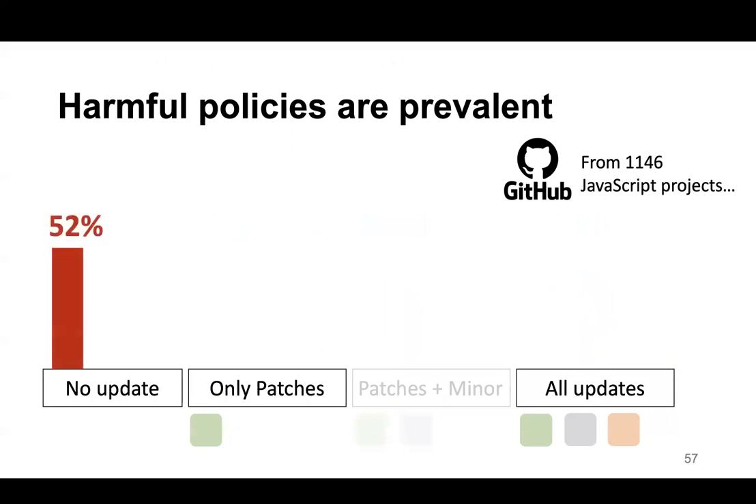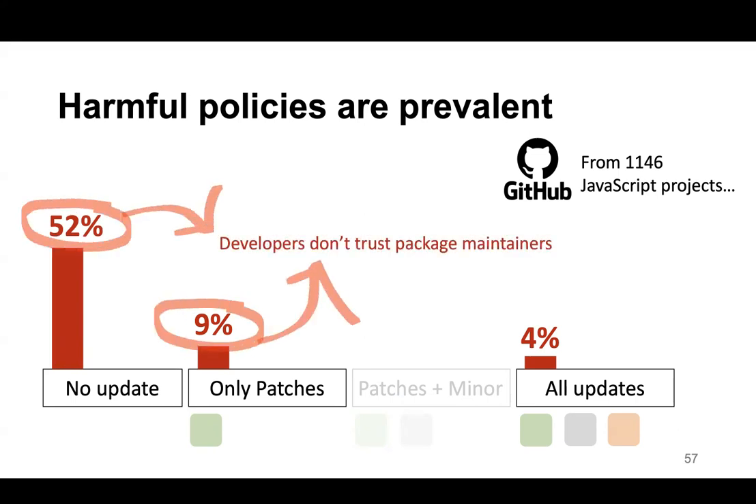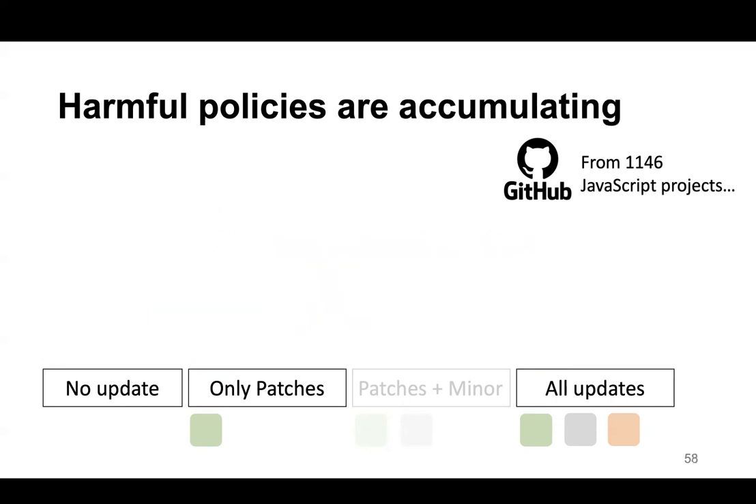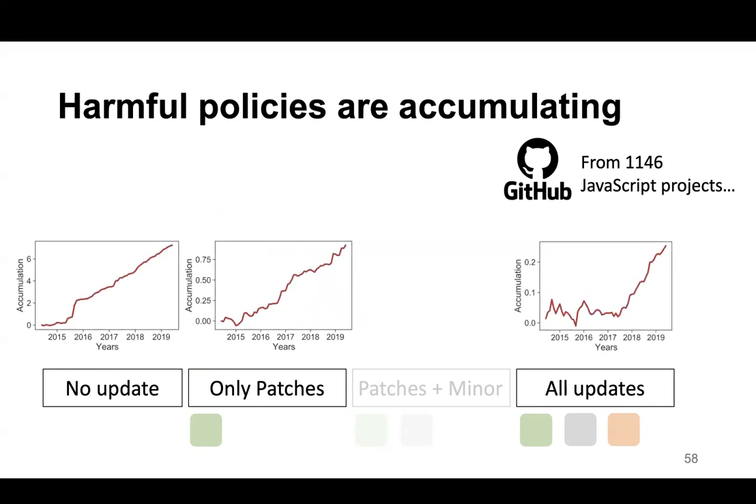We analyzed 1,000 JavaScript projects, and we found that the harmful policies are quite prevalent. So 52% of the projects have at least one no update policy. That means they either don't care or they decide not to update their libraries in some cases. More important than that, it means developers don't trust the maintainers of the packages they use. Most importantly, it is accumulating over time, right? Even though there is some effort in reducing those harmful policies, it's accumulating.